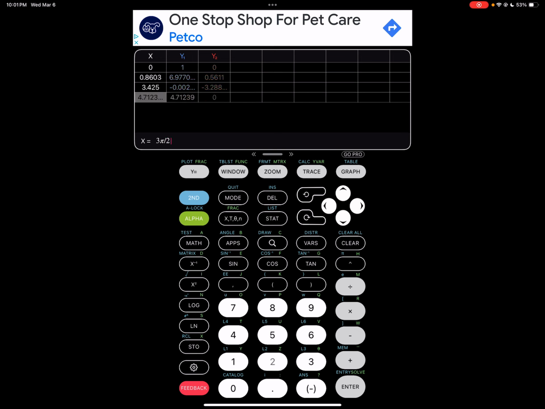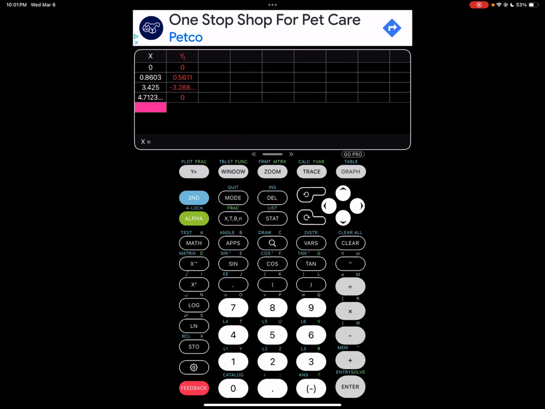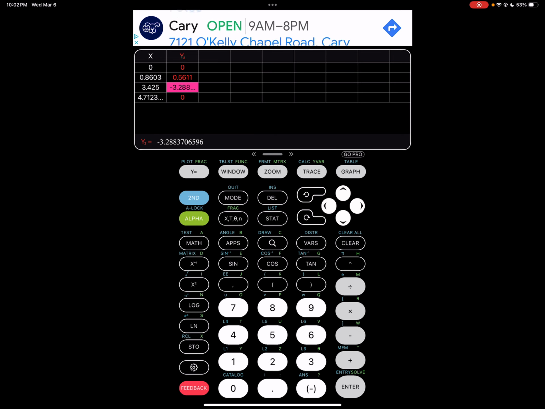Now, what I'm also going to do is probably remove y1 just because I don't really need y1 right here. I only want to focus on y2. So I only have this right here. Now remember that your r value is distance, and it is always going to be positive. So here, this is technically going to be 3.288, which tells me that that's going to be my maximum distance.